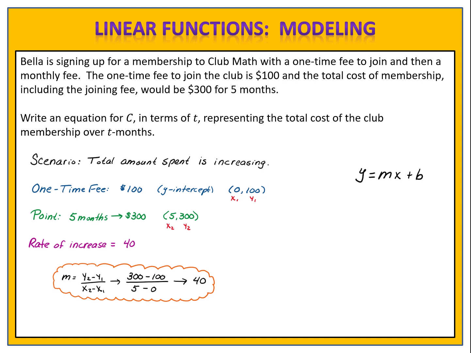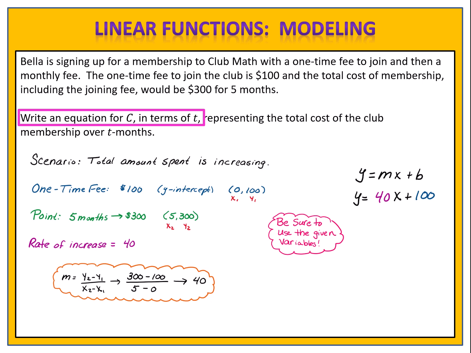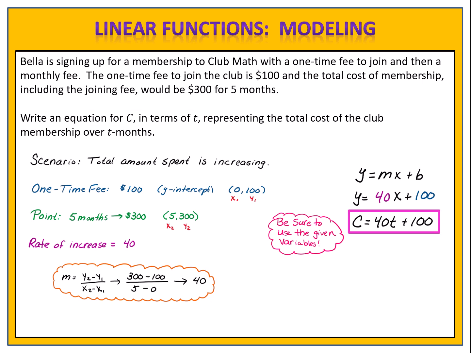y = mx + b is y = 40x + 100. This is the equation that models the cost of belonging to the club for x months. As always, we have to be sure to use the variables given in the problem. The problem says write an equation for C in terms of T. This means our equation will be C equals things with T. So y = 40x + 100 will be C = 40T + 100. And this is the equation that models the cost of membership to Club Math for T months.